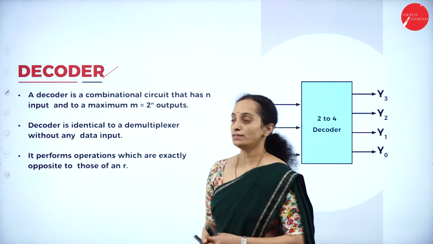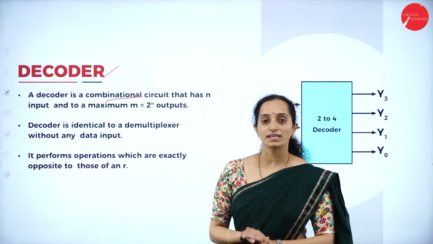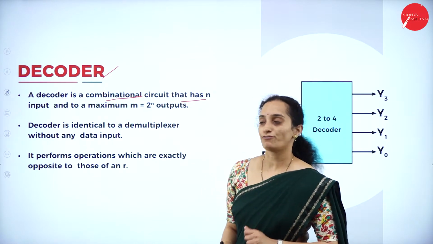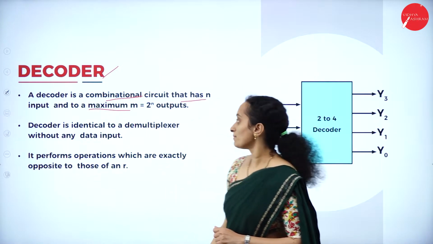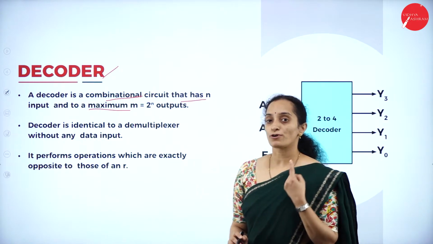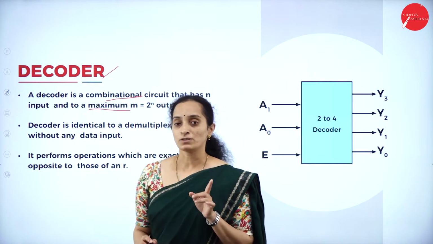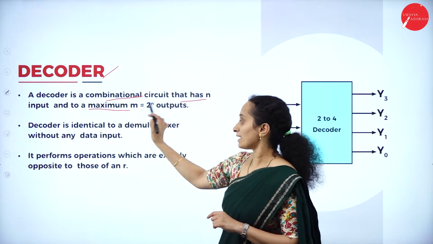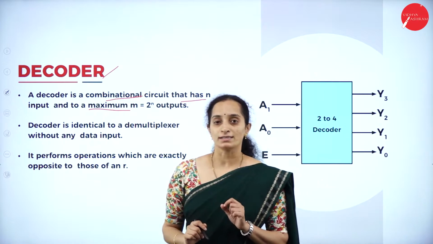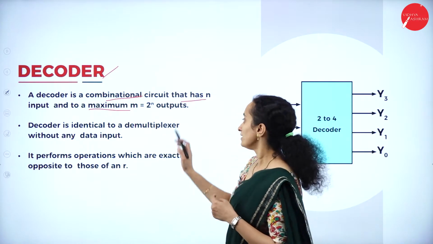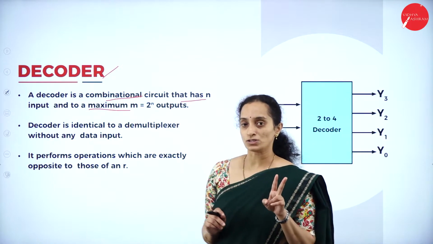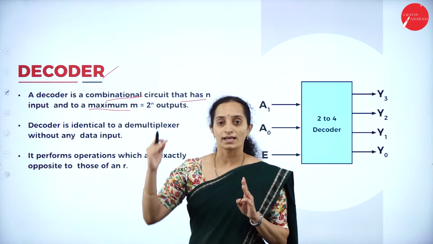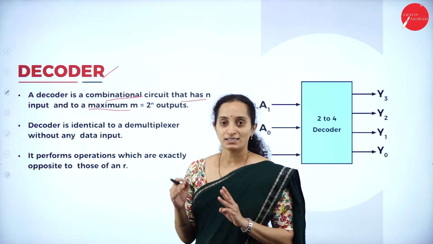What is a decoder? It can be termed as a combinational circuit. Decoder is a combinational circuit that has n number of inputs, and a maximum of m, that is 2 to the power of n outputs. There will be inputs represented as n and outputs represented as m. So how many outputs we get is m equals 2 to the power of n. If you have 2 inputs, you will get 2 to the power of 2, 4 outputs. If you have 3 inputs, you will get 2 to the power of 3, 8 outputs.